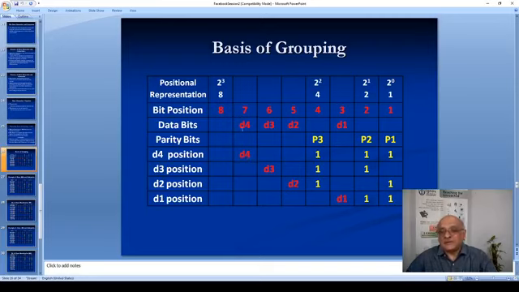Now look into this. D4 is at position 7, which is 4 plus 2 plus 1. So if there is an error in D4, it will contribute to P3, P2 and P1.